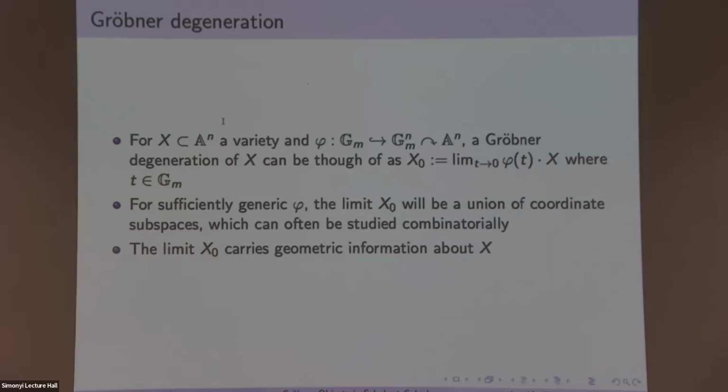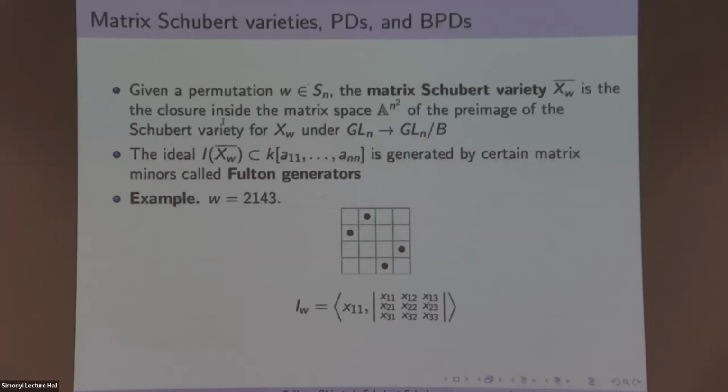If I take the one parameter subgroup to be generic enough, the limit will break into a union of coordinate subspaces. This is geometrically very simple, and essentially a combinatorial object. And the nice thing about this process is that the limit will carry geometric information, especially cohomological information about X, that you can study through an array of techniques using combinatorics. So the pipe dream is such an example.